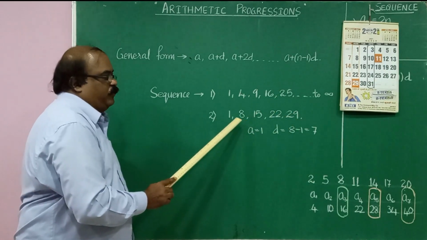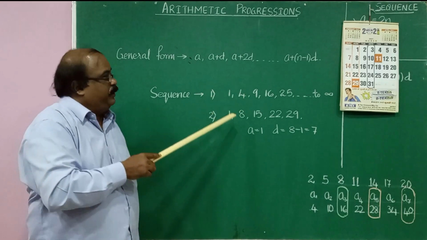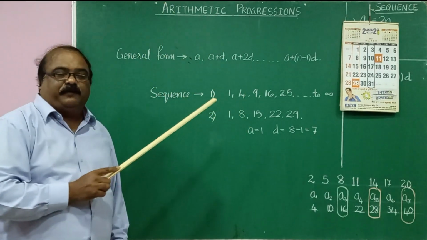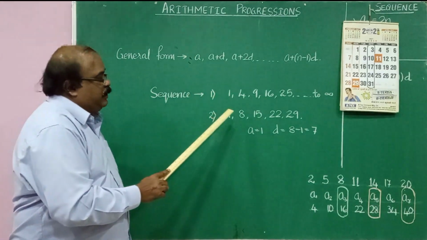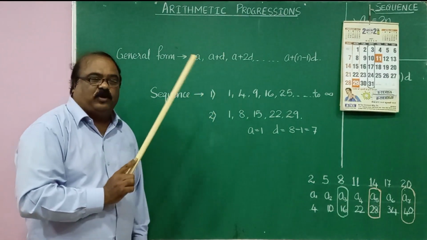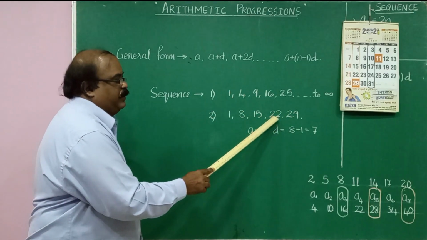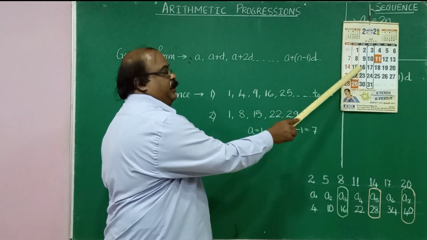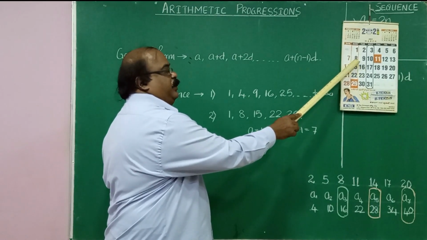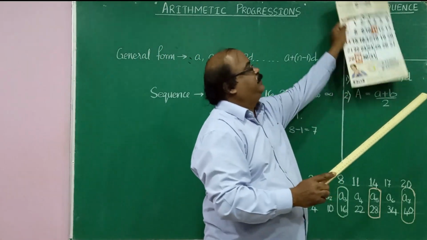The sequence over here is a finite sequence, and this particular sequence is an arithmetic sequence or an arithmetic progression because the difference between any two consecutive terms is a constant. What is 29 minus 22? 29 minus 22 is 7, 22 minus 15 is 7, 15 minus 8 is 7, and 8 minus 1 is also 7.